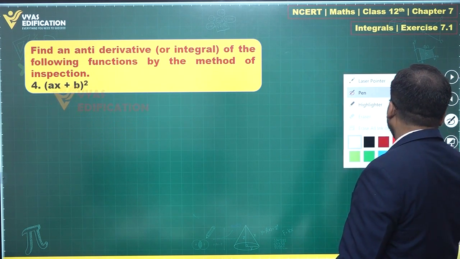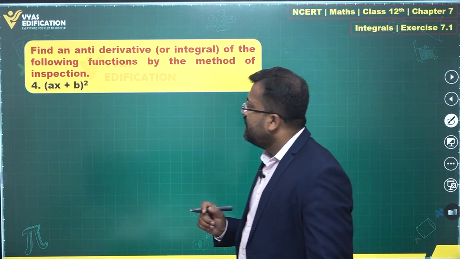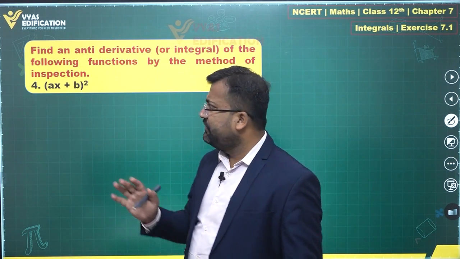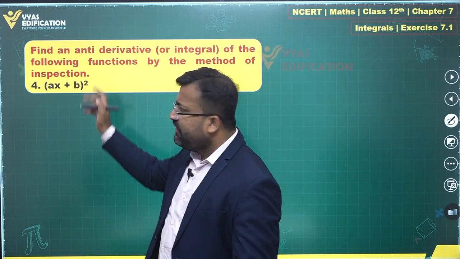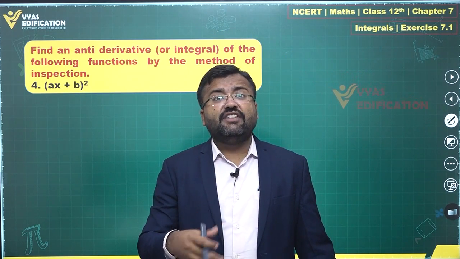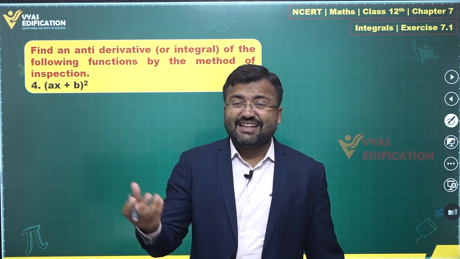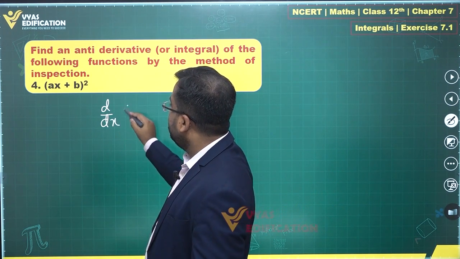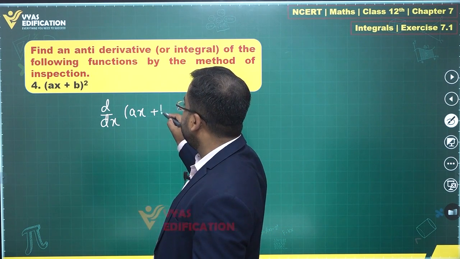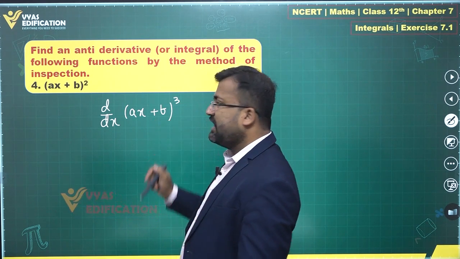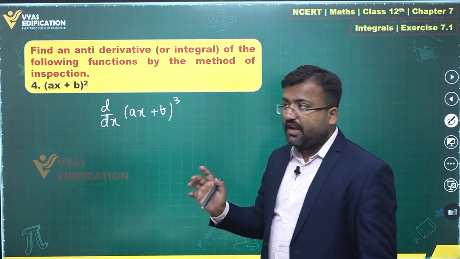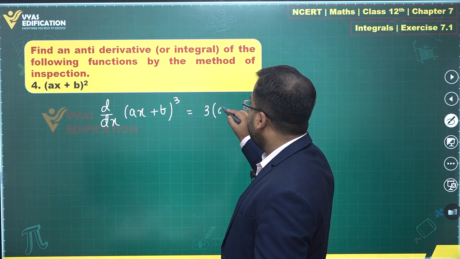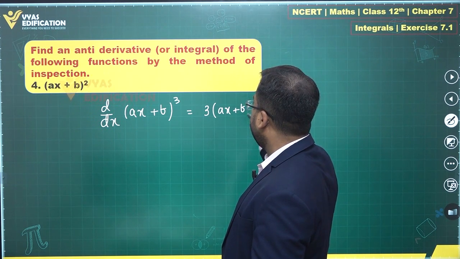In the fourth question, once again by inspection, we have to find an antiderivative for (ax plus b) whole square. Where can this be brought from? Please observe that if this is power 2, then it would be the derivative of something with power 3. So, we have to begin with the derivative of this linear expression (ax plus b) power 3. Let's begin with this one, and what does the derivative of this look like? This is 3 times (ax plus b) power 2.